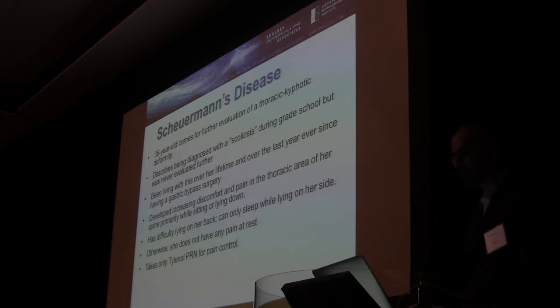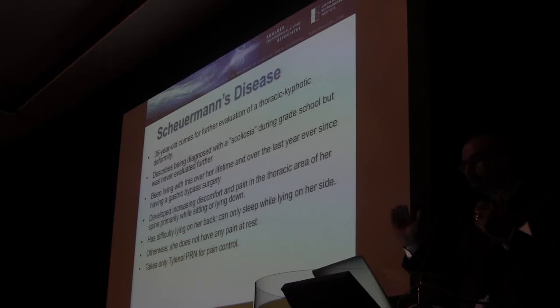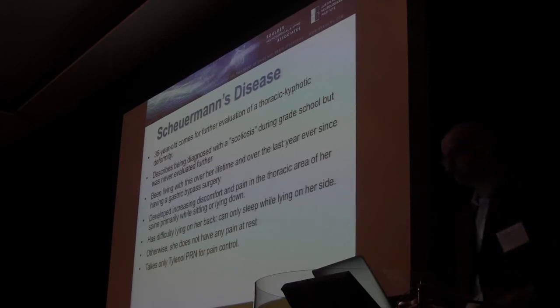This is a 36-year-old lady that came in. She was neurologically normal. She said she had scoliosis when she was a child. She had bariatric surgery because she was morbidly obese, but what she was having difficulty with was lying on her back, because she'd lie on her back and she'd literally be propped up like a hunchback. Okay, she had difficulty, so she always had to sleep on her side, but didn't have a lot of pain. That wasn't her biggest complaint.